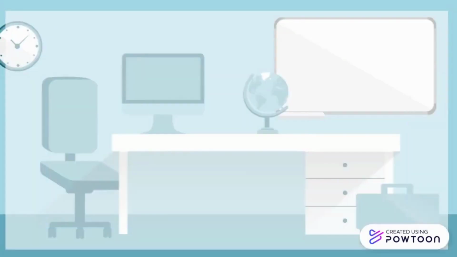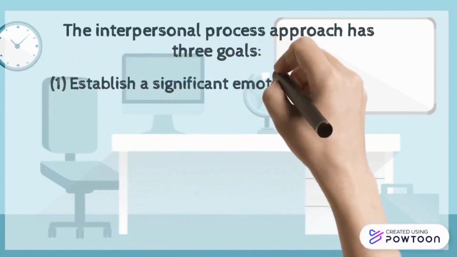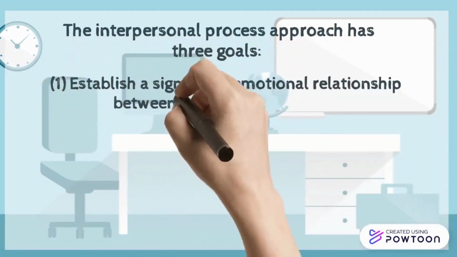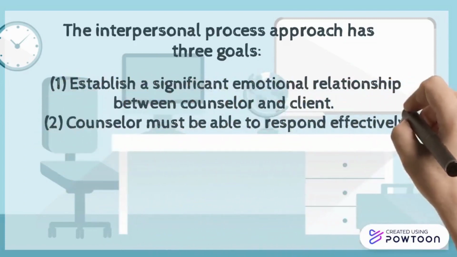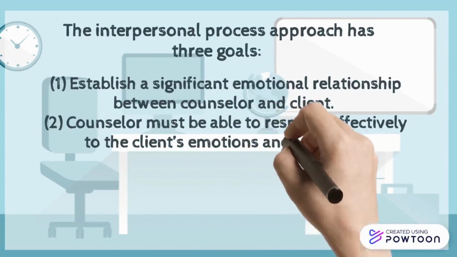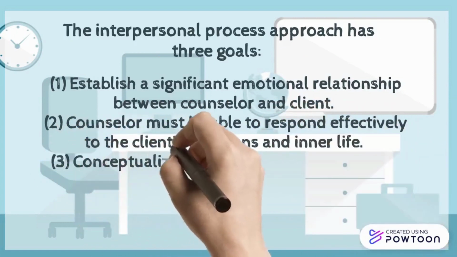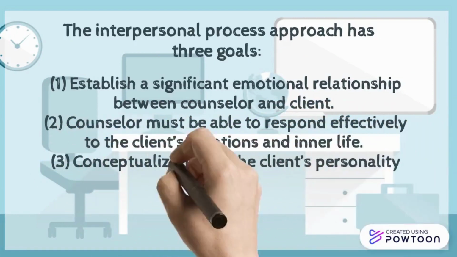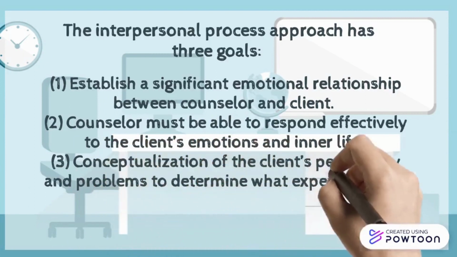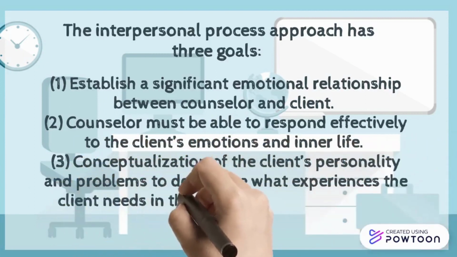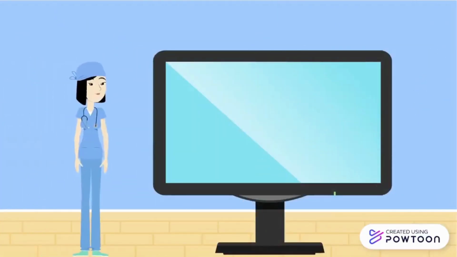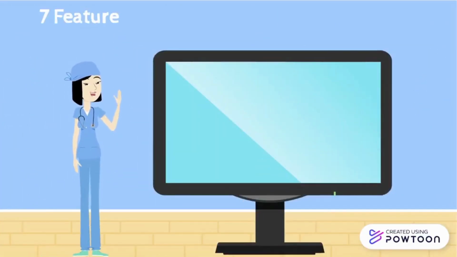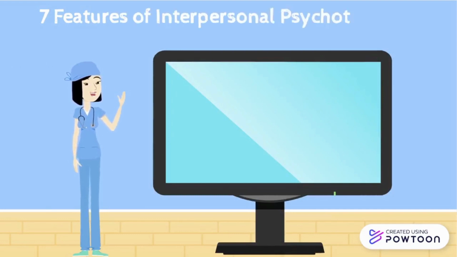The interpersonal process has three goals. First is to establish a significant emotional relationship between counselor and client. Second, the counselor must be able to respond effectively to the client's emotions and inner life. Third is conceptualization of the client's personality and problems to determine what experiences the client needs in the therapeutic relationship to change. According to Markowitz, Svartberg, and Swartz in 1998, IPT is characterized by 7 key features.